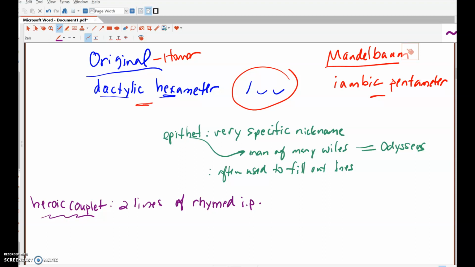There aren't going to be a whole lot of them in the epic, maybe 30 or 40 in the whole epic. So when he does it, it means he's really trying to convey something important, and you should pay attention to those lines.